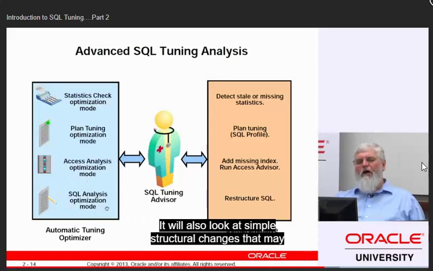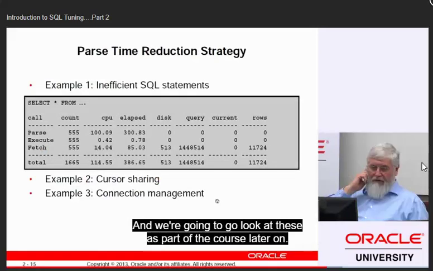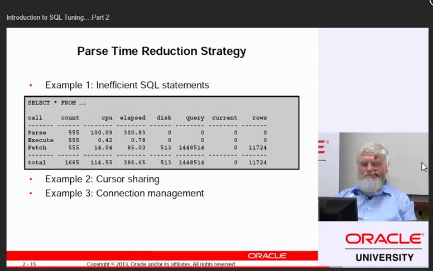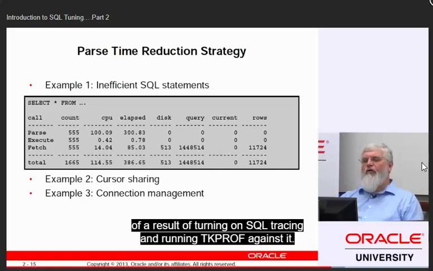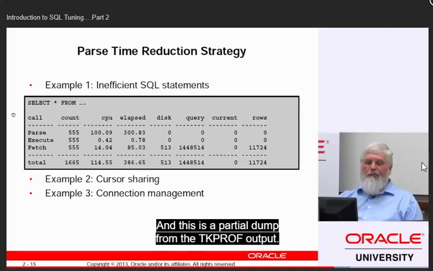The next up is having a look at a parse time reduction strategy. This is our first look at the results of turning on SQL tracing and running tkprof against it. This is a partial dump from the tkprof output. In this we cut a lot of it. When we show it to you in the practice, you're going to realize there's a lot more to the tkprof output. But we cut out the piece that we were really interested in.